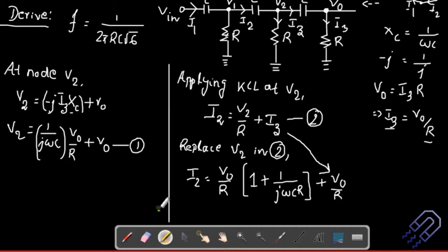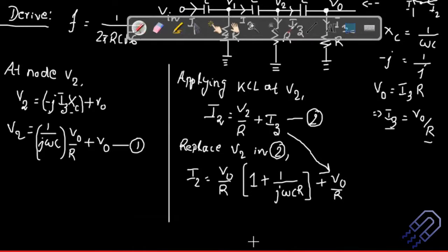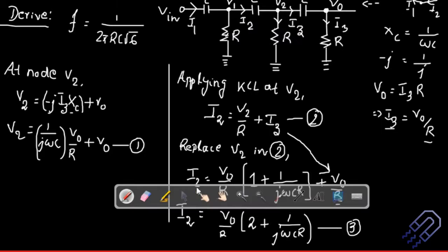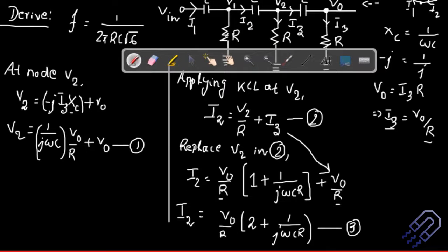We can simplify this further. And what you can do is combine this into this. So if you do that, you can just write it down as V0 divided by R, and within bracket it will be 2 of these terms divided by j omega CR. Okay, and let's mark this as equation 3. So this is I2. We are getting a lot of equations, so we have to just keep replacing and keep doing the sum, and eventually it will come out.